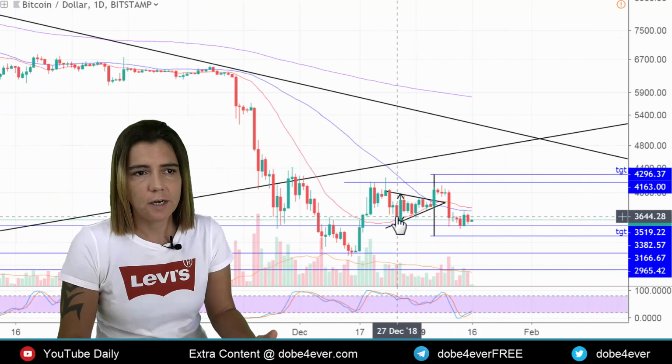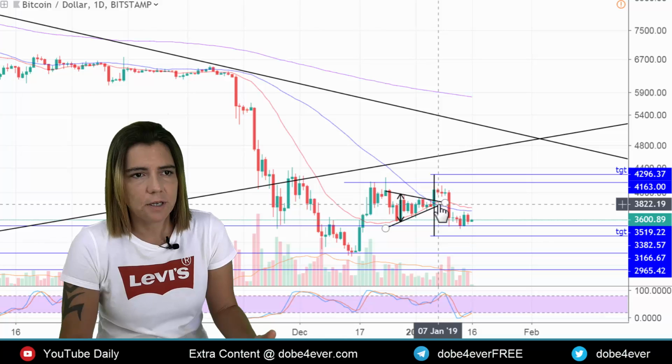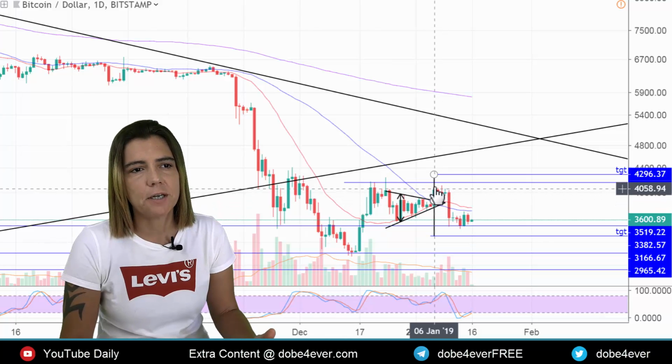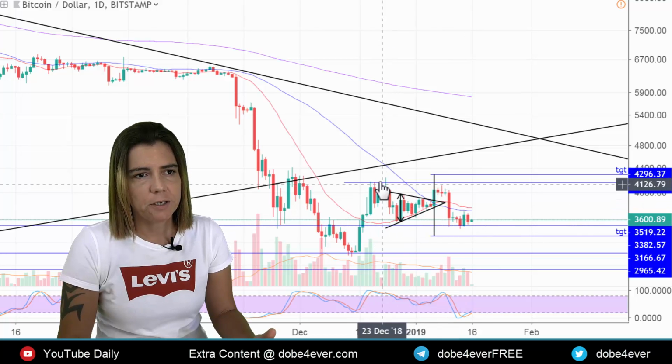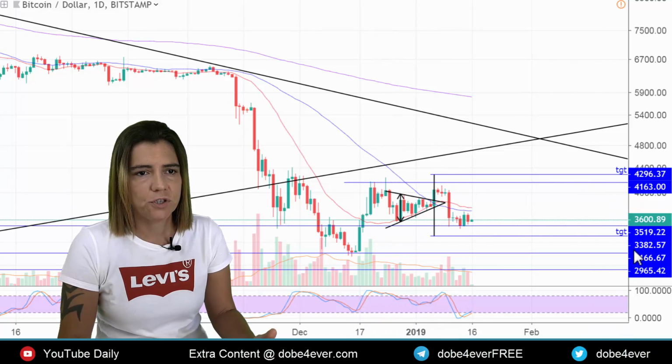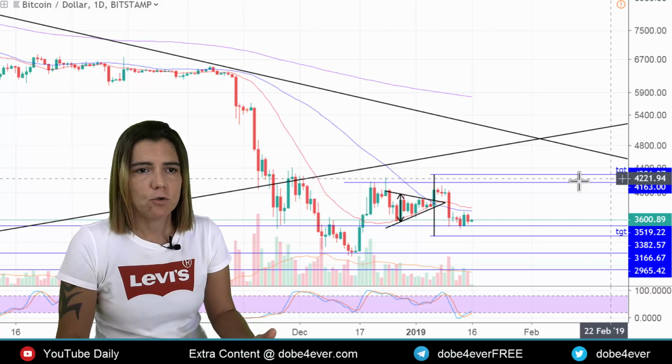Daily. So on the daily, again, I have been showing these patterns. This triangle broke to the upside, but then it was a fake out and it came back down. So we are bouncing basically between support and resistance, which is between 3,400 and 4,300. You see the blue lines here.